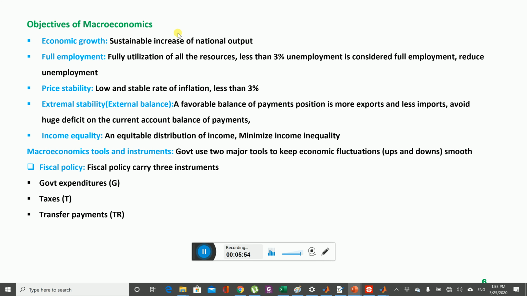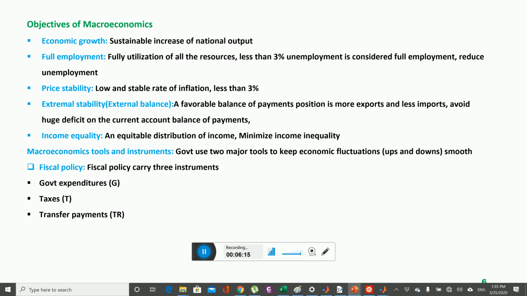Now we are proceeding toward the objectives of macroeconomics. The very first objective is economic growth. Economic growth means an increase in GDP, increase in GNP, increase in aggregate output, aggregate supply. But one condition is this, that we have to maintain this growth.